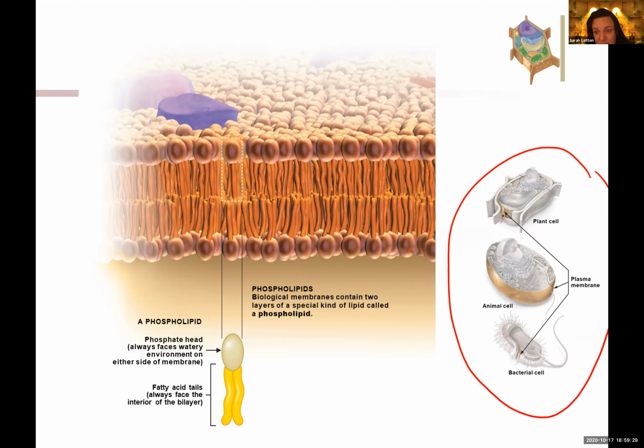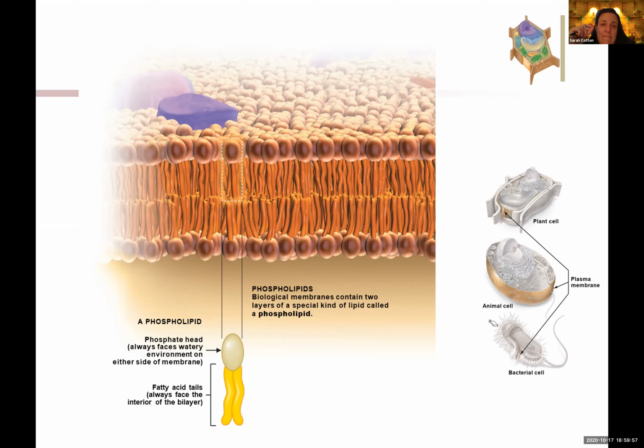So here they're showing where the plasma membrane is found in each of these different cell types. In a plant cell, it's right there. In an animal cell, it's there. In a bacterial cell, it's there. All right, so the function of the plasma membrane is to be a boundary, and additionally it allows certain substances to move in or out of cells.